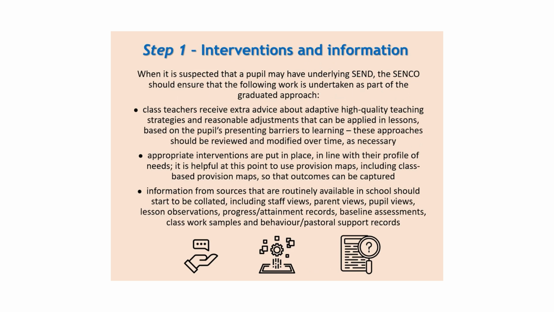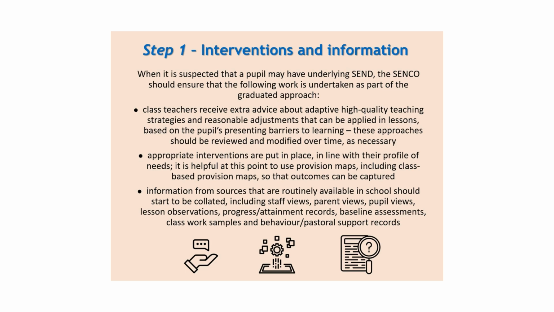Step 1. Interventions and information. When it's suspected that a pupil may have underlying SEND, the SENCO should ensure that the following work is undertaken as part of the graduated approach. Class teachers receive extra advice about adaptive high-quality teaching strategies and reasonable adjustments that can be applied in lessons based on the pupil's presenting barriers to learning. These approaches should be reviewed and modified over time as necessary.